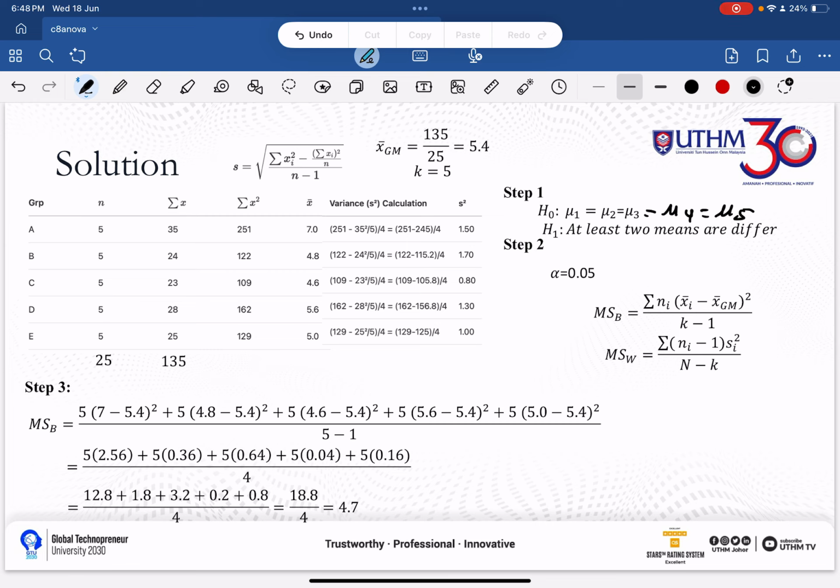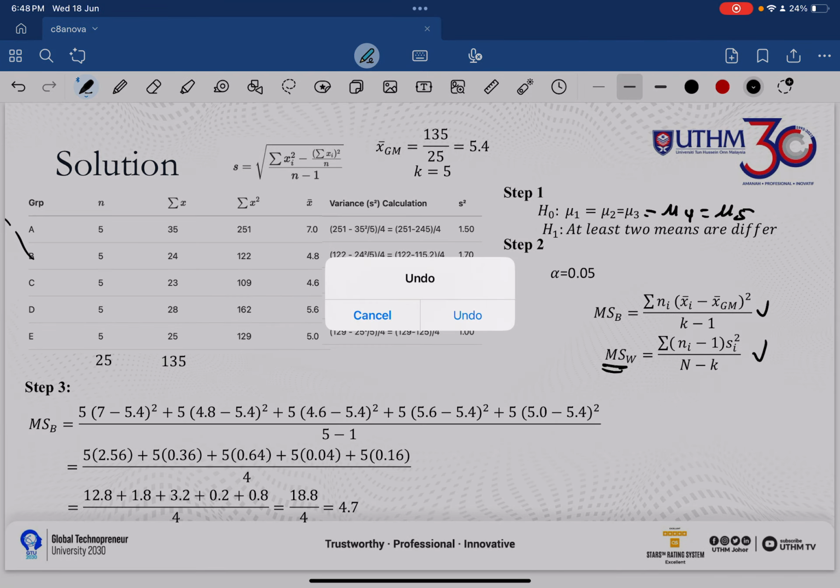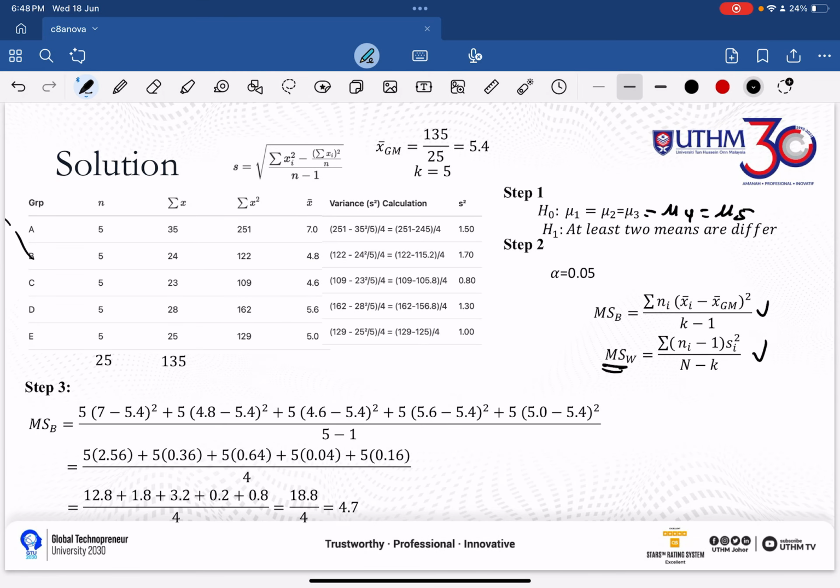Second step is our alpha. The significance level is 0.05. Okay, so now we have to find the test statistic, which is our value of F. So the first thing is to calculate the MSB, between mean, and MSW, within. Okay, so you need to create this kind of table.